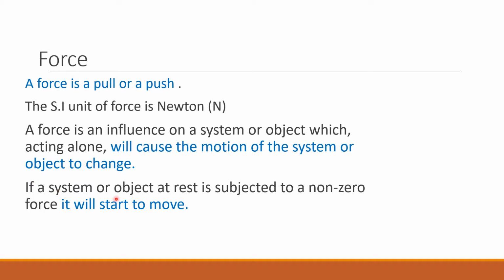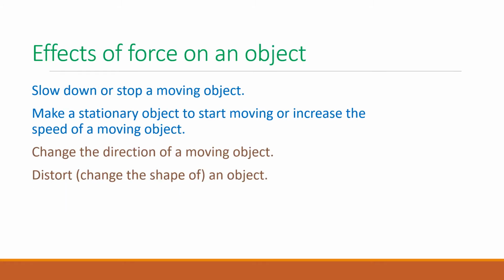If a system or object at rest is subjected to a non-zero force, it will start to move. So for the system to move, it will have to overcome the force of friction that has been holding it, which we call static friction. When we say a non-zero force, we mean that the force is not zero, it can be 1, 2, 3 or 4 Newton, then the object will start to move.